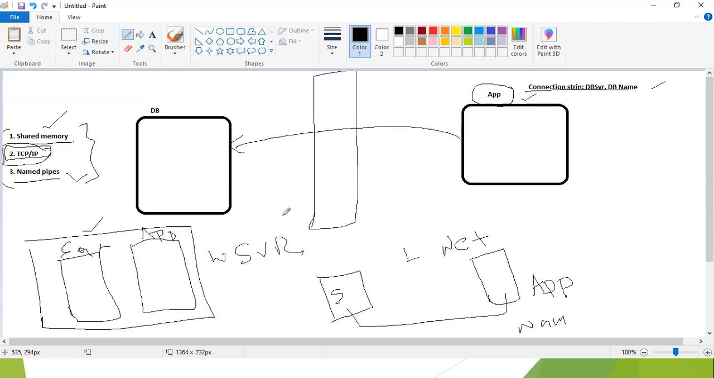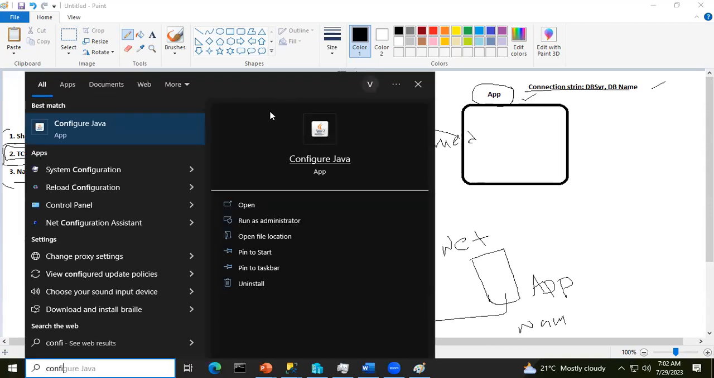Now the interesting part: let's say SQL Server is listening on the TCP/IP protocol, and the application is using named pipes. If SQL has TCP/IP enabled, we can enable protocols from the configuration manager. If you're interested, I can show you that maybe.